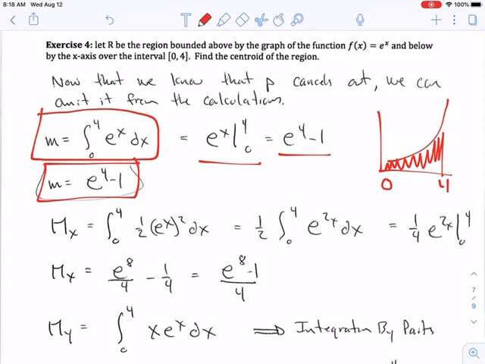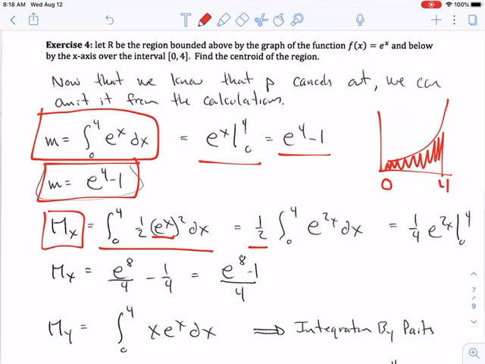The moment about the x-axis is the integral from 4 to 0 of e to the x squared divided by 2, or I multiplied it by 1/2 here. So e to the x squared is e to the 2x. I brought the 1/2 out in front. I always like to bring my constants out in front. And so we have e to the 2x.